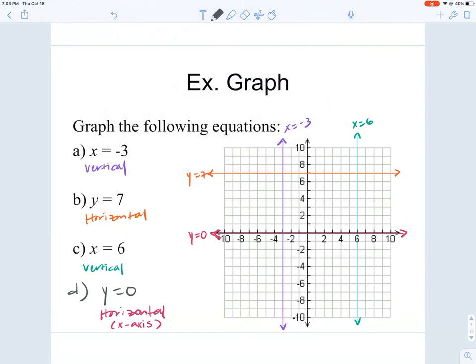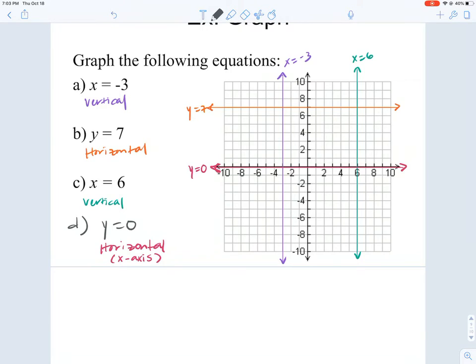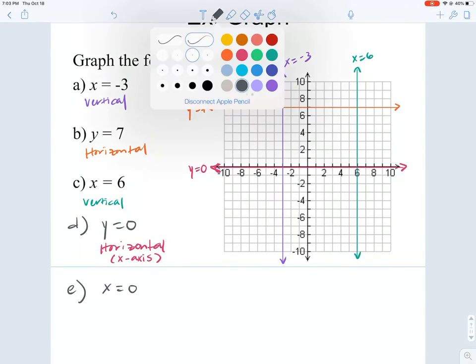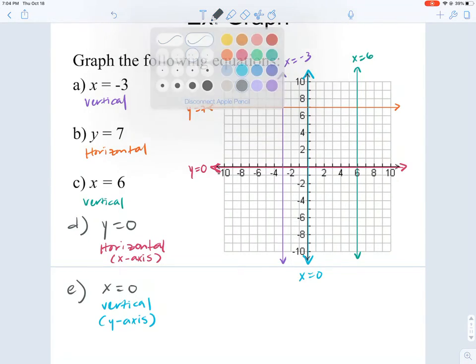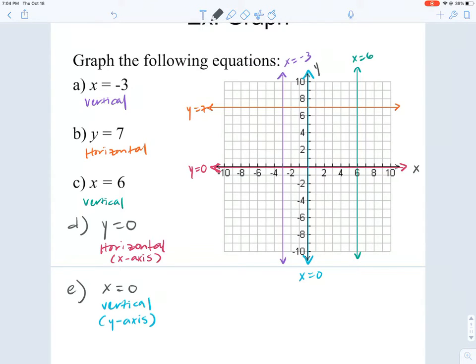Let's do one more. How about x equals 0? Well, every point that lies on that line is going to have an x coordinate of 0. It's going to be a vertical line that actually ends up overlapping with the y-axis. Okay, and I should label x-axis, y-axis.